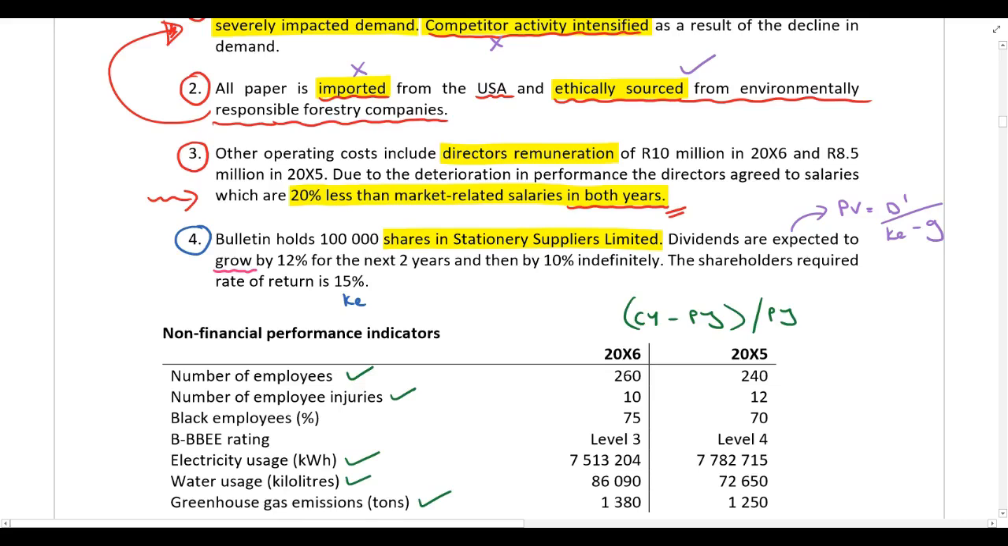But the problem that we are facing, and what makes the calculation a little bit more difficult, is you can only use this formula if you have consistent growth in perpetuity. Now, we don't have consistent growth in perpetuity. Dividends are going to grow by 12% for the next 2 years and then by 10% indefinitely. So when they start growing by 10% indefinitely, then we have consistent growth in perpetuity, and then we can use this formula over here. However, for the first 2 years where we don't have consistent growth in perpetuity, we need to look at those dividends separately. So let's have a look at this calculation. We have done a very similar example in the lecture, so you shouldn't have struggled with this.